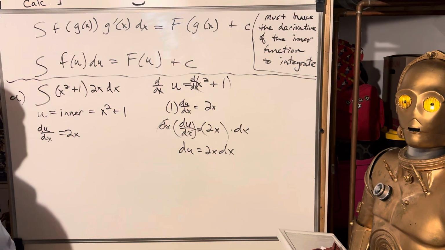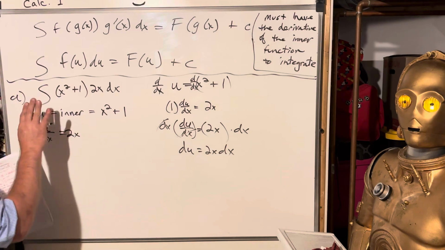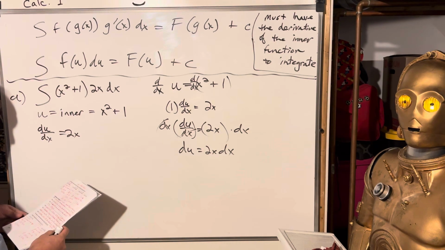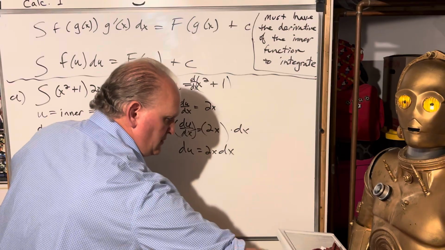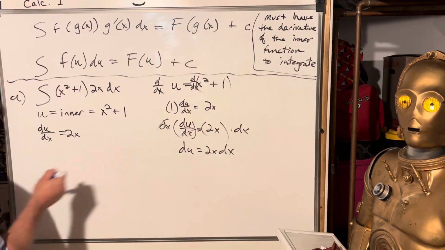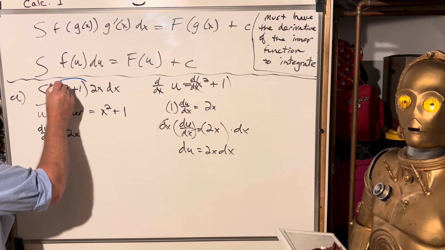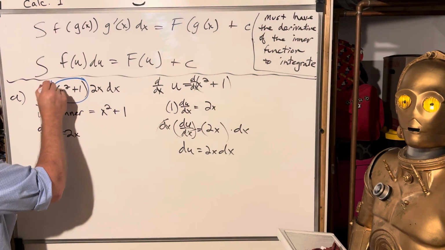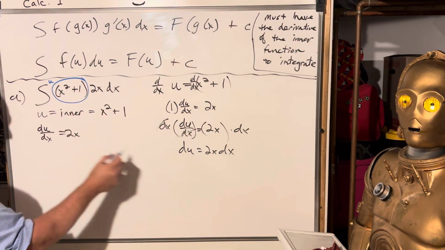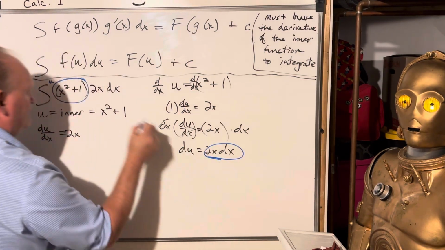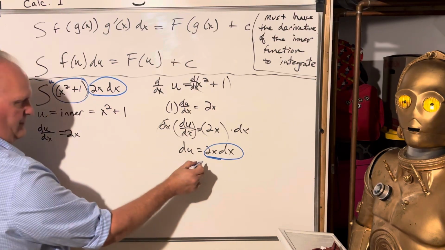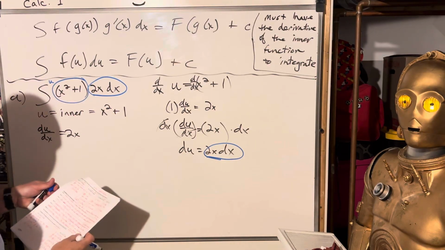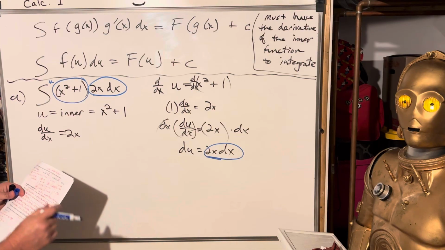All right. So now if you take a look at what they gave us for the integral, let's examine that integral again. This part is u, and 2x dx is du. So we've got both pieces.